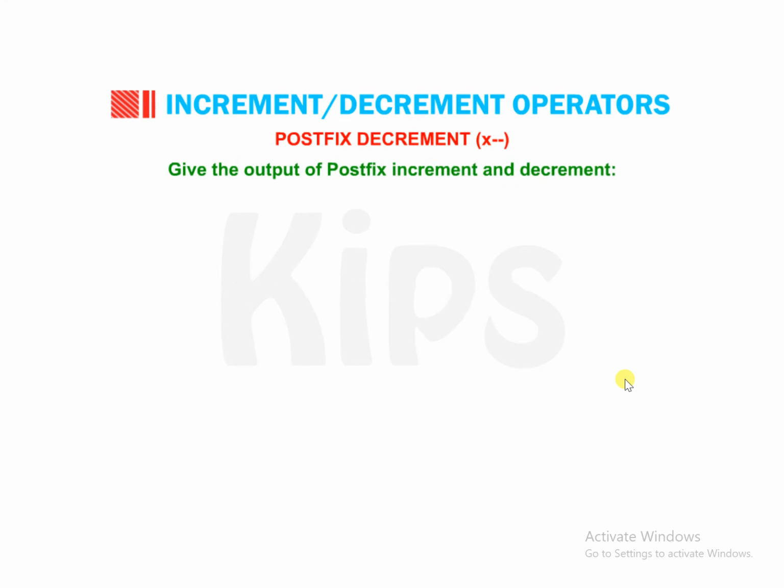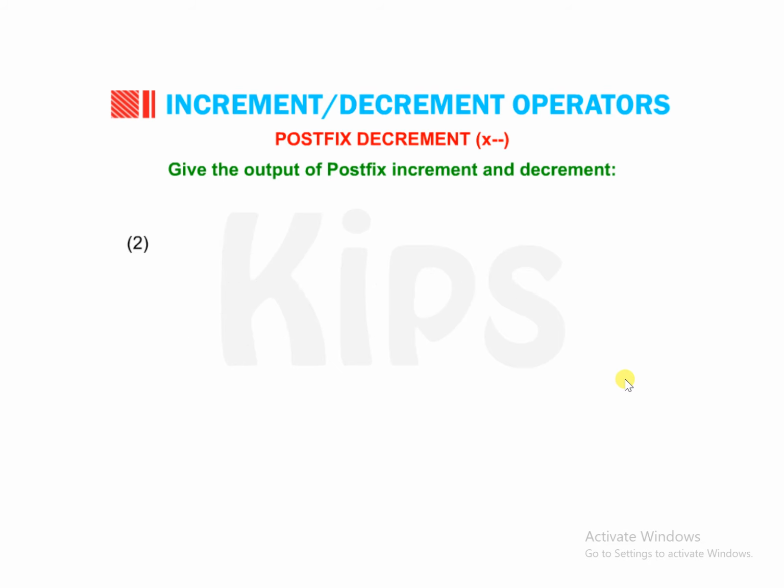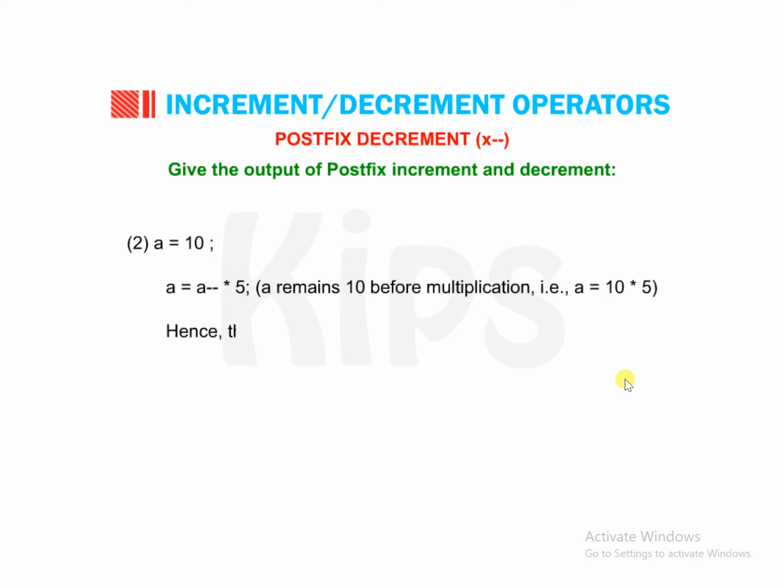Give the output of postfix increment and decrement. 1. a = 10; a = a++ / 5; a remains 10 before division, that is a = 10/5. Hence the final value of a is 2. 2. a = 10; a = a-- * 5; a remains 10 before multiplication, that is a = 10 * 5. Hence the final value of a will be 50.